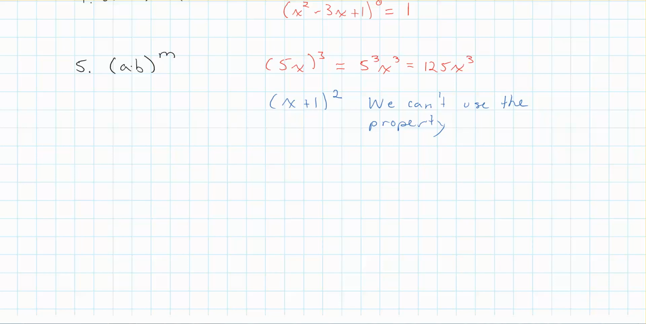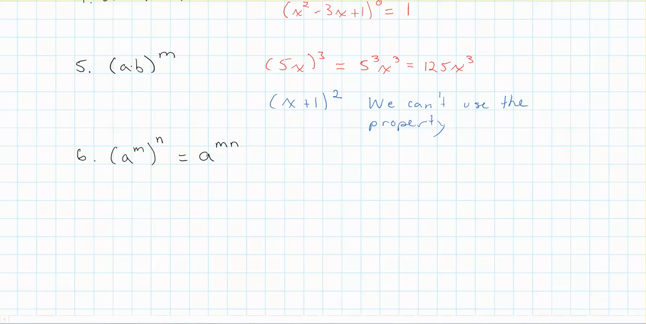Okay, now we have property 6 here. Property 6 is if you have a to the m power, and then this is raised to the n power. What do we do here? In this case, this is simply equal to a to the m times n power. We just multiply the exponents here.